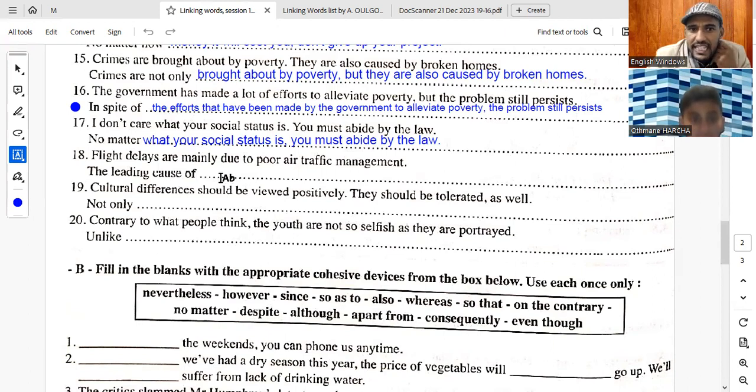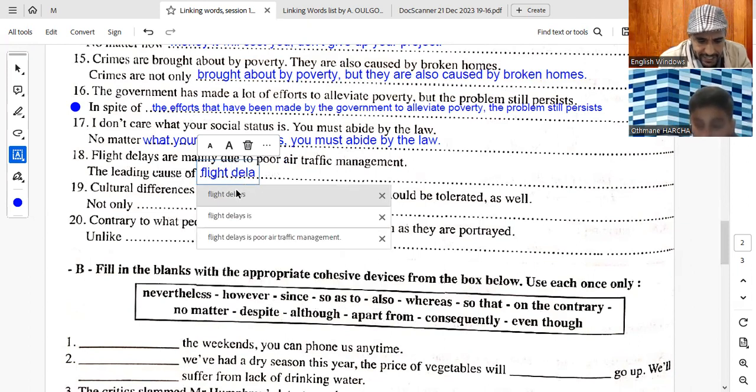So we have the leading cause of. The leading cause of flight delays is mainly due to poor traffic management. Very good. جملة بسيطة جدا. Yeah, the leading cause of يعني السبب الرئيسي ديال, right? شنو هو ديال right? Flight delays. علاش كنهضروا التأخرات في الرحلات الجوية, right?